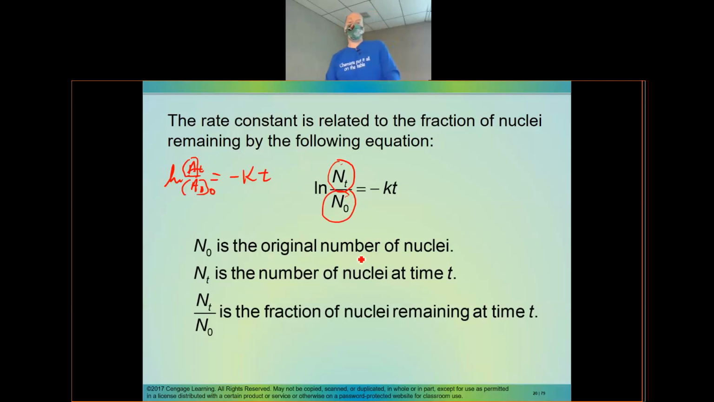All right, so the original number of nuclei, the nuclei we started with, and the number of nuclei at time t, that's N sub t. And this is the fraction of nuclei remaining at time t. When you divide them, you get a fraction. The number that you started with is always larger than the number you have. They are decaying; the number is going down over time. So that is a fraction of nuclei remaining.